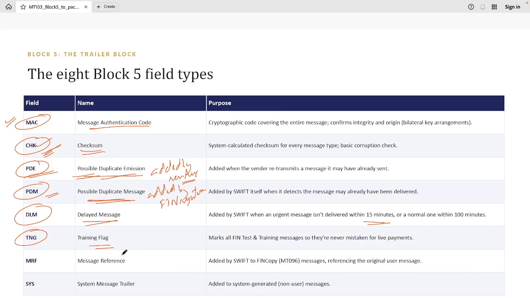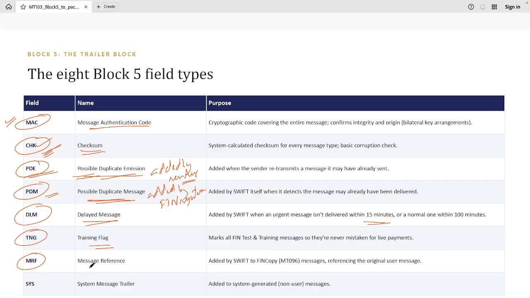So the TNG trailer field, coming in block 5, will tell the receiving environment that the traffic belongs to the FIN test and training service. It is not any customer payment. So this is another reason why TNG does not map into the pacs.008 payment body. SWIFT defines the TNG trailer as a trailer added to all FIN test and training messages to identify them as training traffic.